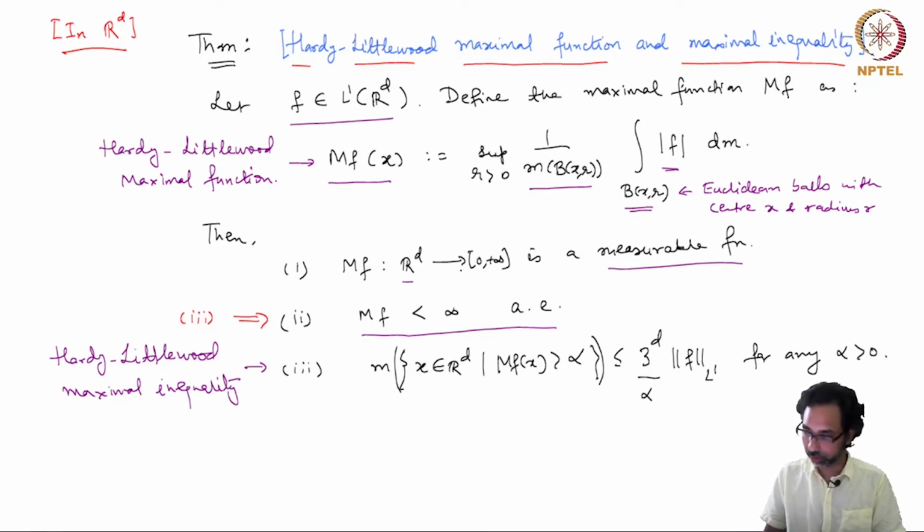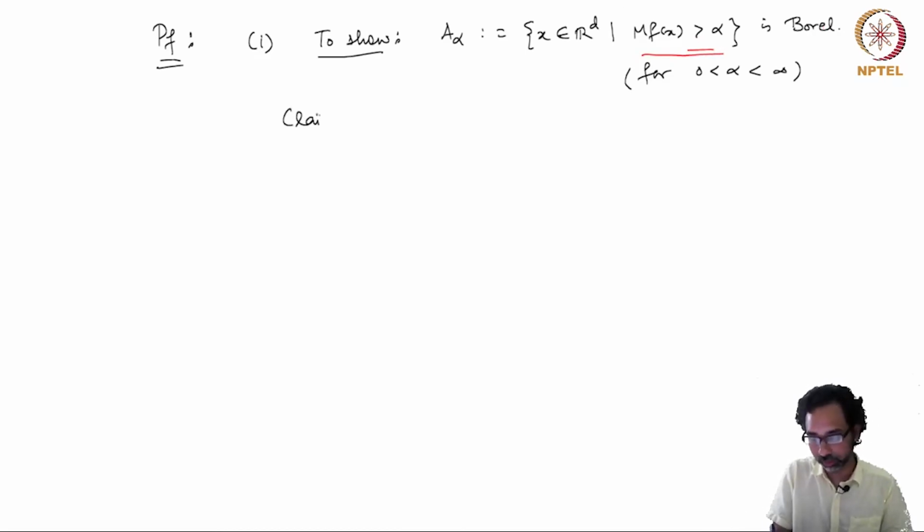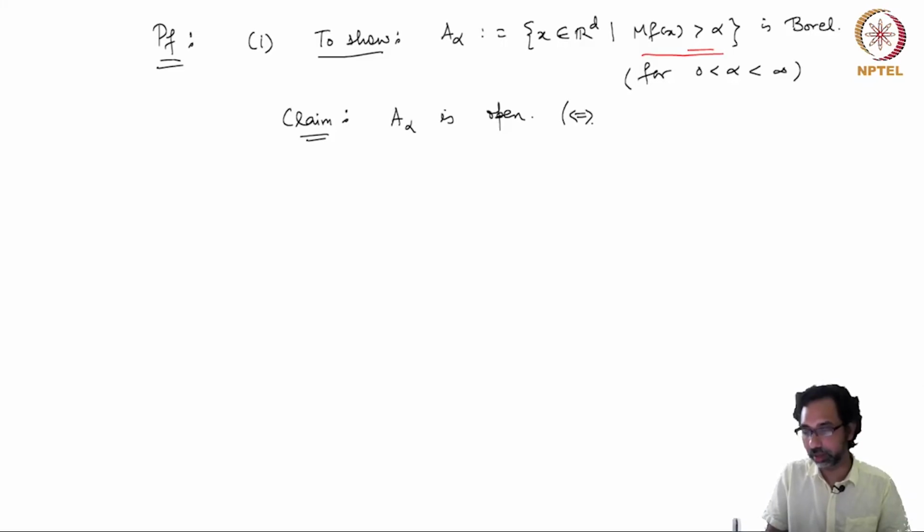So for part 1, let's do part 1 first. So let's see a proof of this theorem. For the first part, we have to show that the set A alpha, defined as x in R^d such that Mf(x) is greater than alpha, is a Borel set, and in fact I make the following claim, for any alpha positive and finite. I claim that A alpha is open. In terms of functions, this is equivalent to saying that Mf is a so-called lower semi-continuous function.